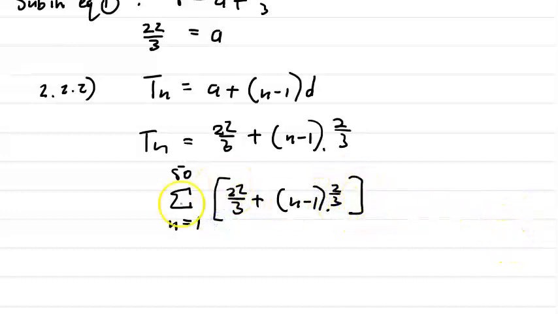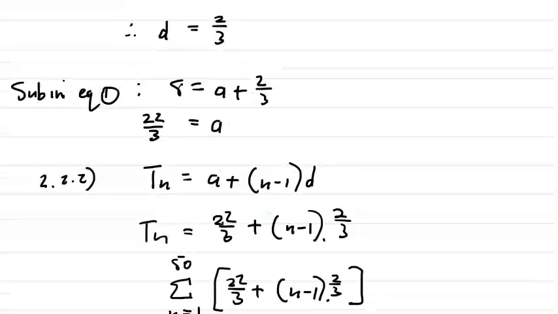Alright, so that's my solution. It's going to start from 1 and go to 50. Remember to calculate the number of terms using sigma notation, it's top minus bottom plus 1. So 50 minus 1 plus 1 is 50 terms. Let's look at the next question.